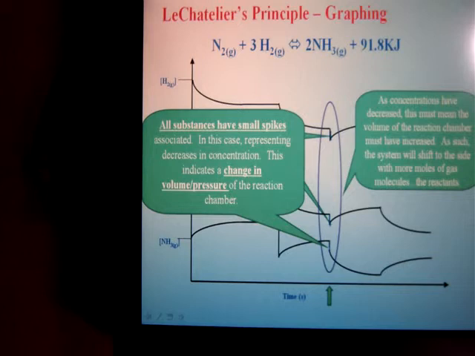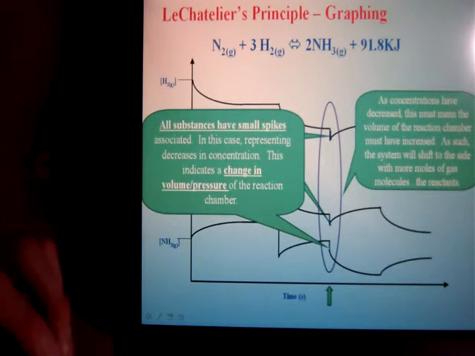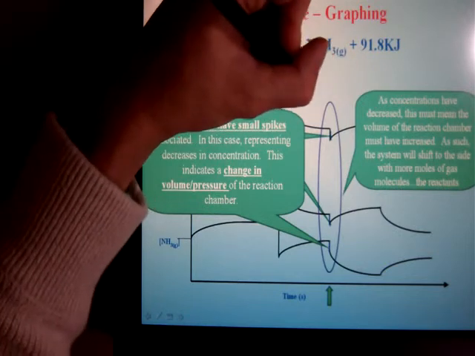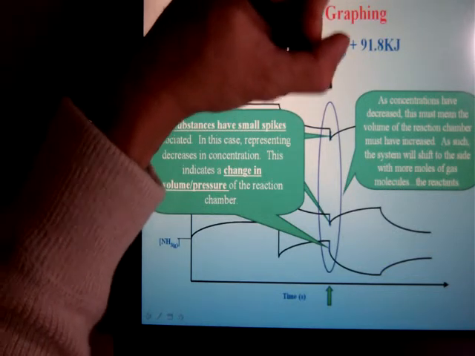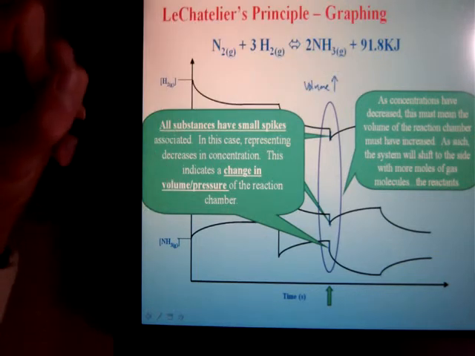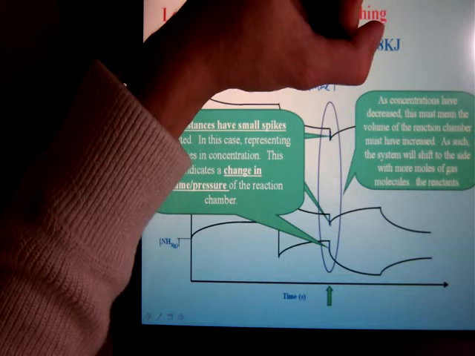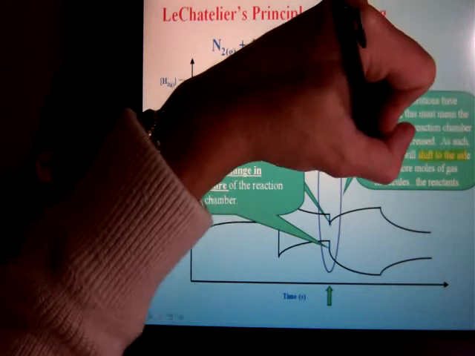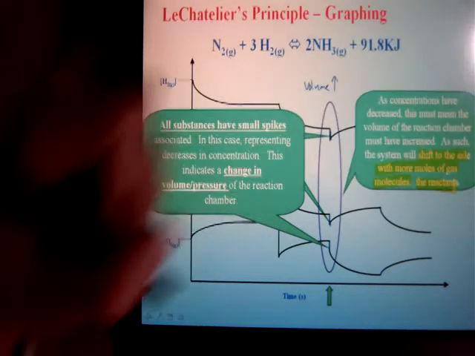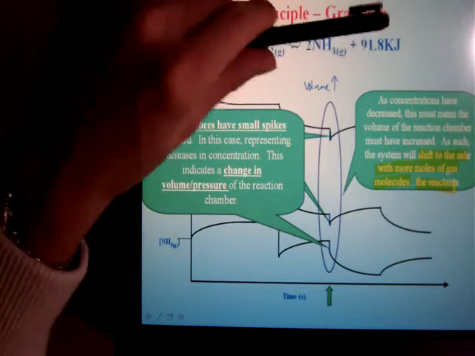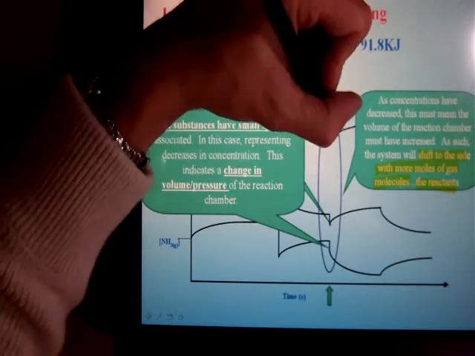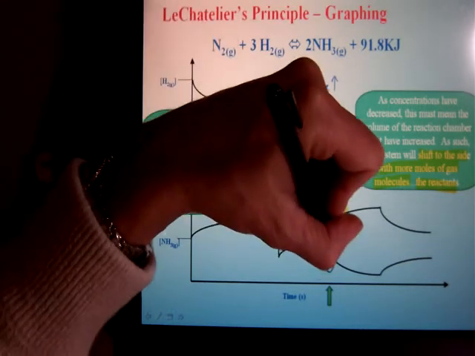If I've decreased the concentrations of everything, that must mean I've increased the volume of the system. And if I've increased the volume, that means I'm going to shift to the side with more moles. So I must have increased the volume in this example, which means I'm going to shift to the side with more moles, which in this case is the reactants. Again, I could verify that. If I think I should have shifted to the reactants, that means I should have more N2 and H2, which I do. They've both gone back up, and the ammonia has gone down.